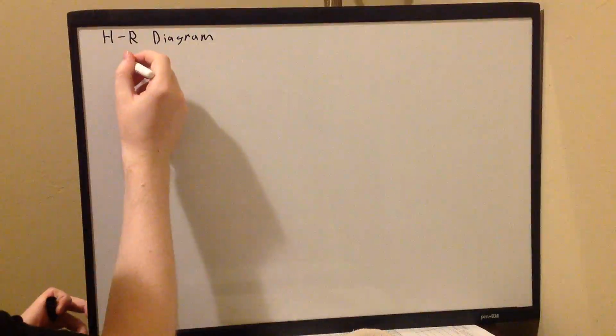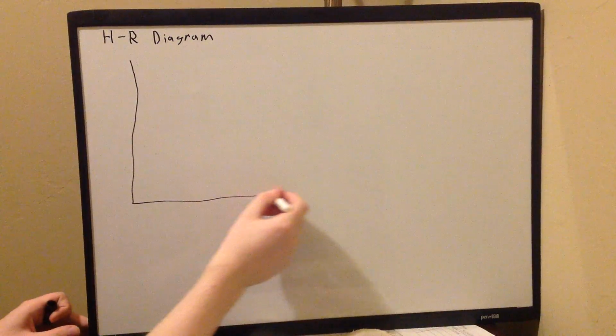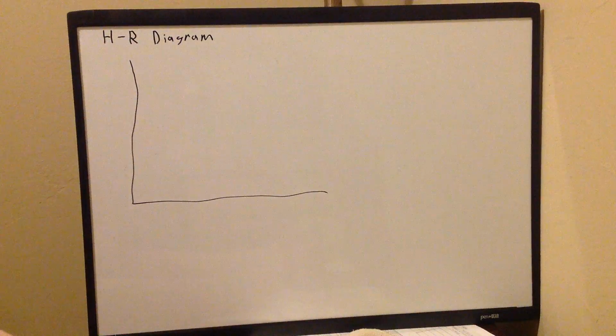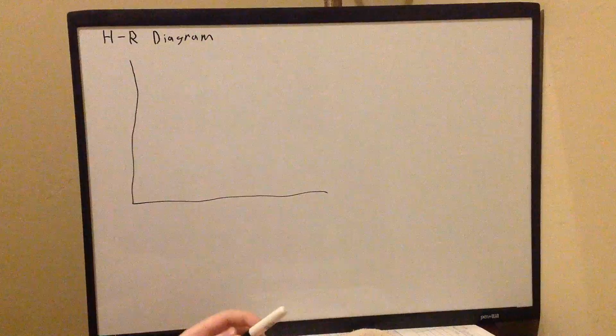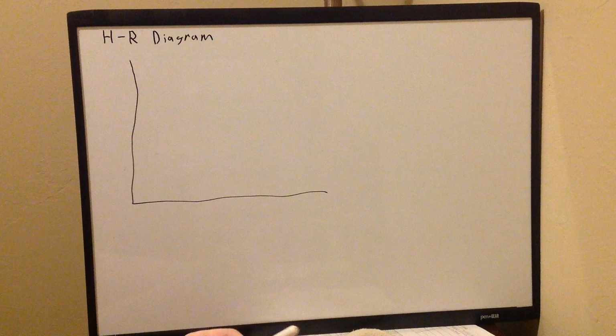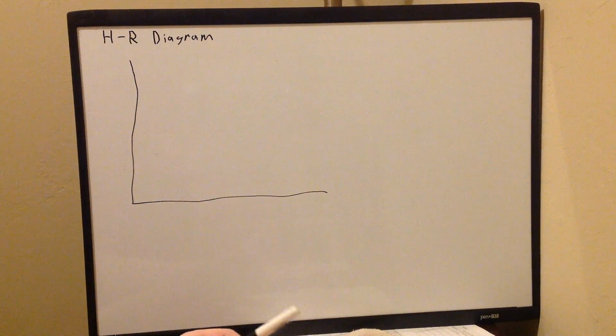It's a kind of graph. I can draw right here. Graph that you sort stars on. And you can understand a lot about a star from its position on the HR diagram. What does this mean? Well, it stands for Hertzsprung-Russell, which are the two guys who came up with it. We shorten it to HR because it's used so often.